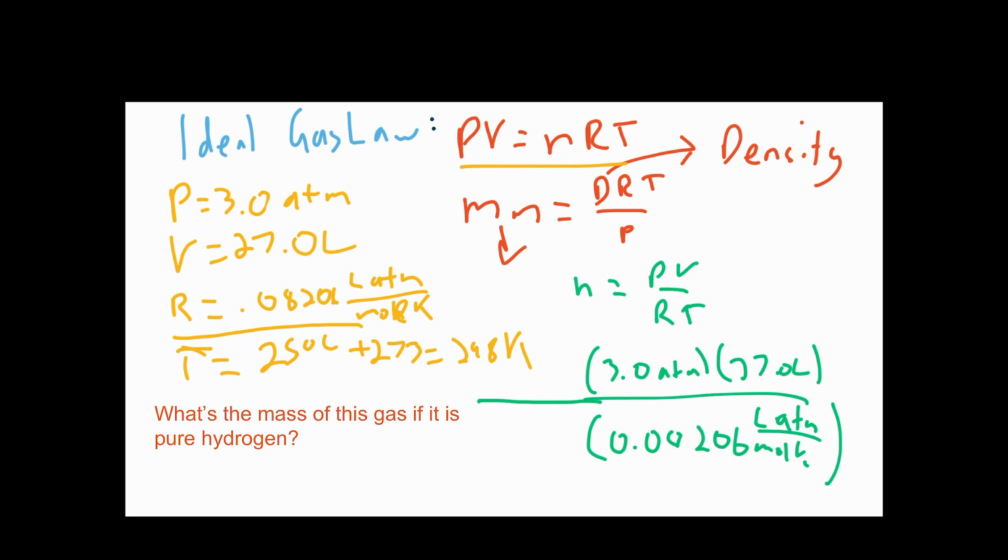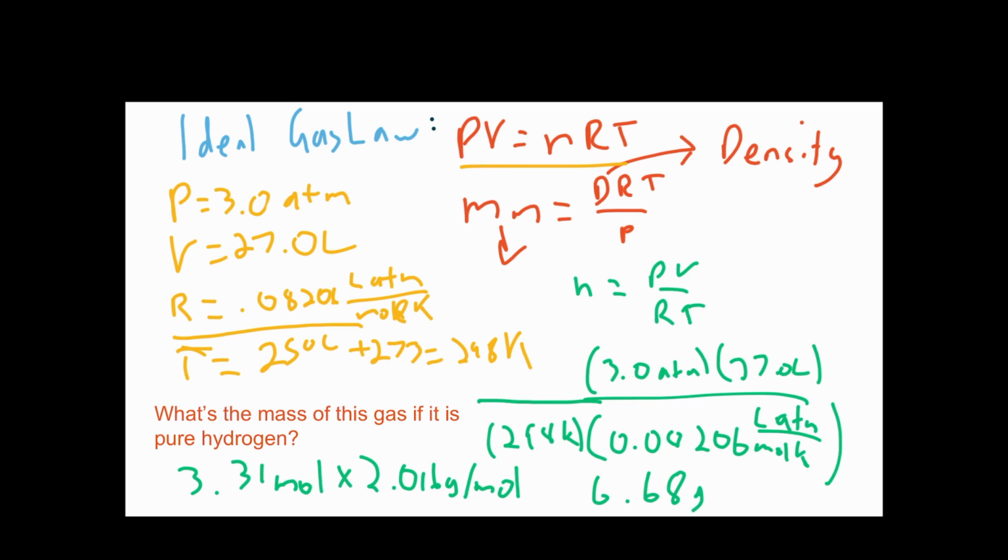The next thing we need to put, if I can make some space here, is our temperature, which is 298 Kelvin. And that Kelvin will cancel out over there. So when we calculate this, we get 3.31 moles. However, the question is asking us what the mass of the gas is if it's pure hydrogen. Remember that hydrogen is H2 and its molar mass is going to be 2.016 grams per mole. So when we multiply that out, we get that we have 6.68 grams of hydrogen.